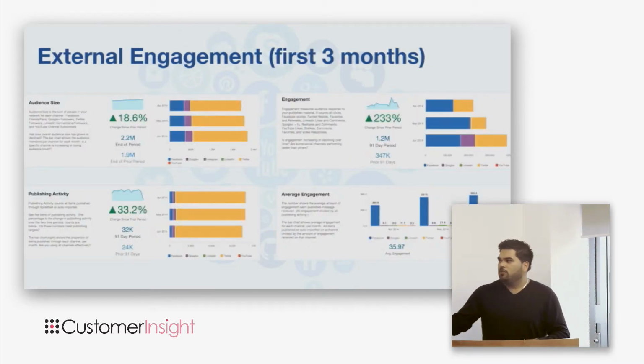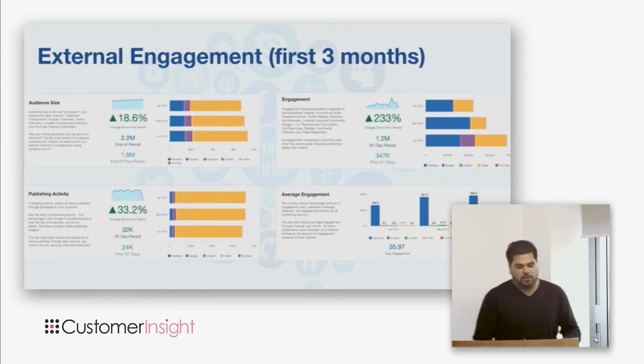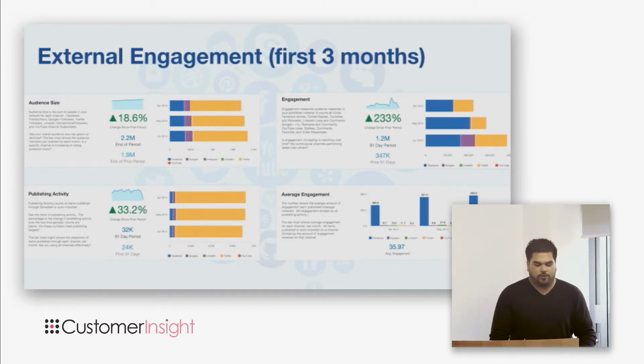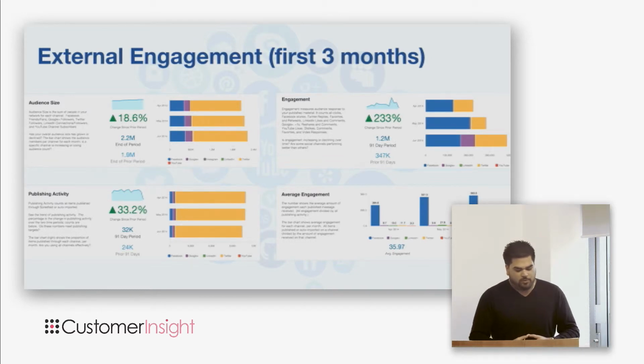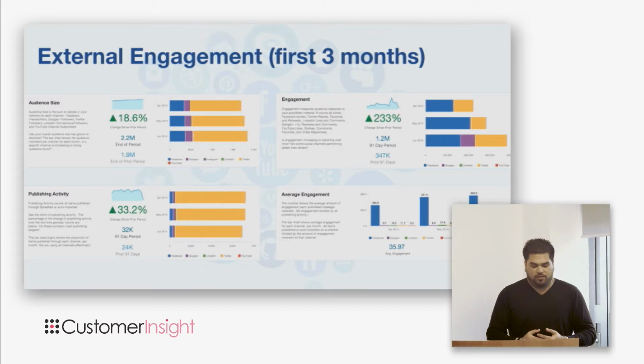And what I want to do now is actually go through some of the numbers. So when we first implemented Spreadfast and we had as many users authenticate their social media accounts, the combined audience of those users was around 2.2 million. Publishing activity in 3 months was around 32,000, and for all of the posts, there was a combined engagement of 1.2 million with 36 average engagements per post. So this was the first 3 months from when Spreadfast was implemented.